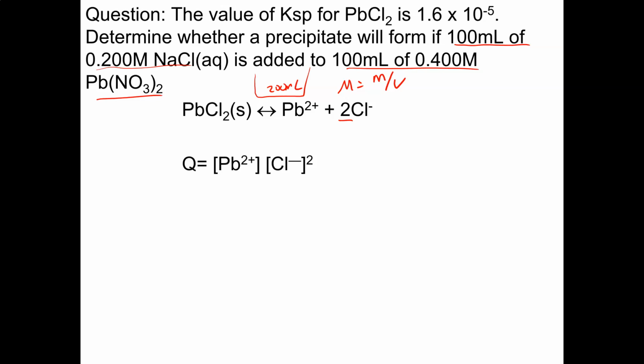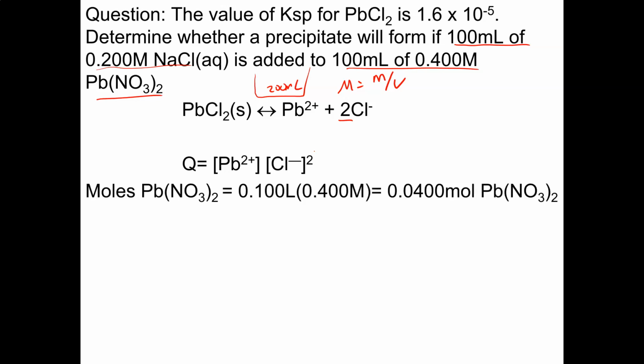So your Q is equal to [Pb2+][Cl-] squared. Remember, your coefficients become the exponents for the expression. I always write the expression first. So what I'm going to do is figure out my moles of lead. Why am I going to figure out the moles of lead? Because the two chemicals I need to solve for are lead ions and chloride ions. I don't care about the nitrate. I don't care about the sodium.